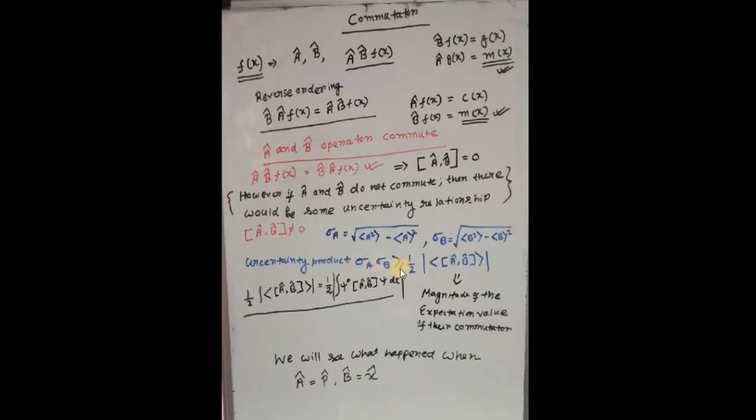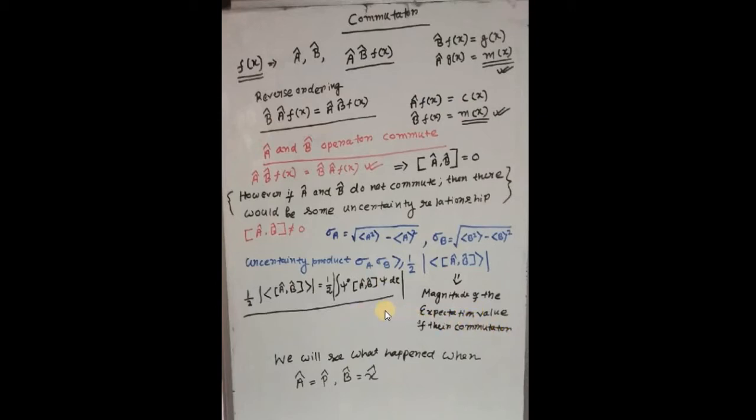So the uncertainty product sigma A into sigma B should always be greater than or equal to half of the magnitude of the expectation value of the commutator. I have already said that this bracket [A, B] is called the commutator of these two operators. So their uncertainty product sigma A into sigma B will always be greater than or equal to half of the magnitude of the expectation value of their commutator. This can be expressed as half of the magnitude of some integration. To obtain the expectation value, we have to do the integration of psi star, the complex conjugate of some function psi, into this commutator operator [A, B] operating on some function psi, dx. So this is basically the expression of the magnitude of the expectation value of the commutator.